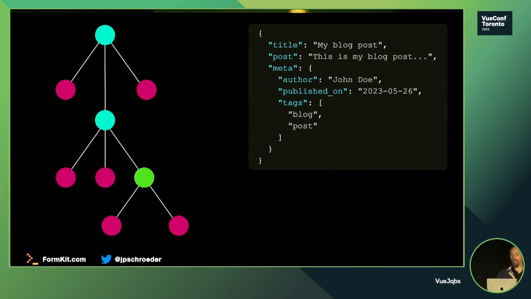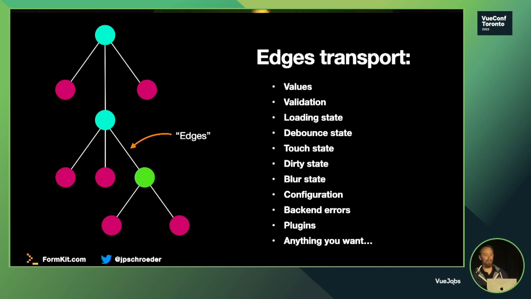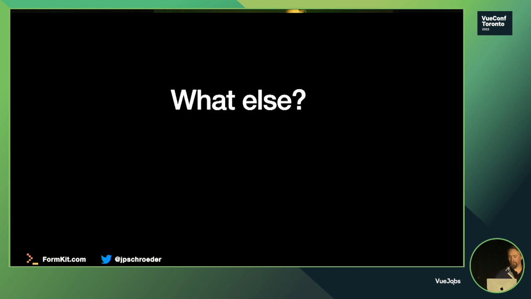And if I want to put an error message on the published on date, I can do that by just saying form.meta published on, and it goes right to where it's supposed to go. So these edges in graph theory are the connections between points. They're really important. They transport the values, the validation, loading state, all your touch state, the blurred state. Everything that you need to know about a form can be transported very easily. So if you want to know, are there any errors in just this sub area, it is automatically tracking that for you at any given time.